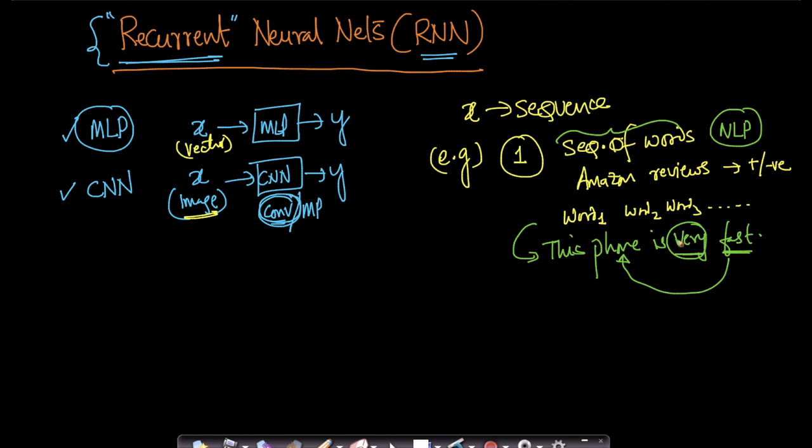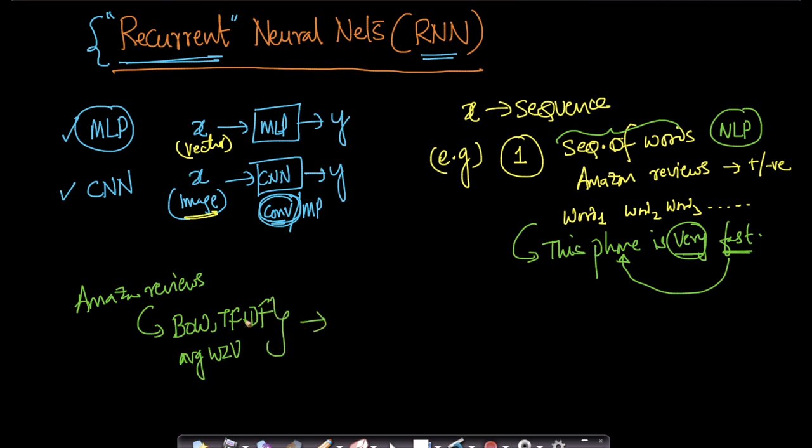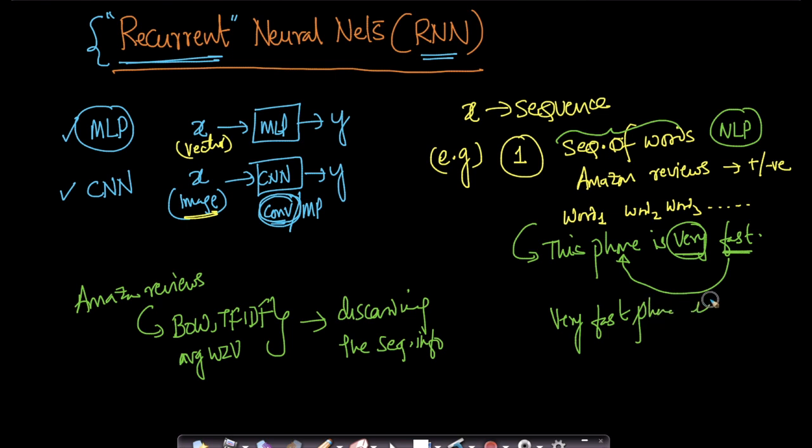So whenever we encountered this, what did we do till now? Look at all the models that we built on Amazon reviews. What we are doing is breaking this text into bag of words or TF-IDF or some form of averaged word2vec and things like that. And when we do this, what are we eventually doing? We are completely discarding the sequence information. Whether the sentence is the phone is very fast or very fast phone is this, the bag of words representation is going to be the same, because it's the same exact set of words that are present in both sentences, right?